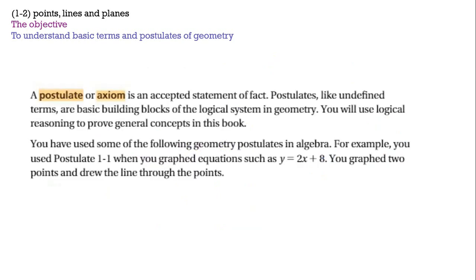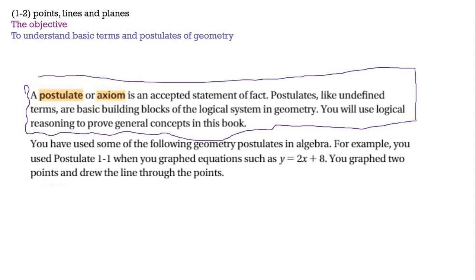Now, we are done with the meaning of points, lines, planes, segments. Now, we need to explain something more than definitions. This is postulates or axioms. A postulate or axiom is an accepted statement of fact. Postulates, like undefined terms, are basic building blocks of the logical system in geometry. You will use logical reasoning to prove general concepts in this book.